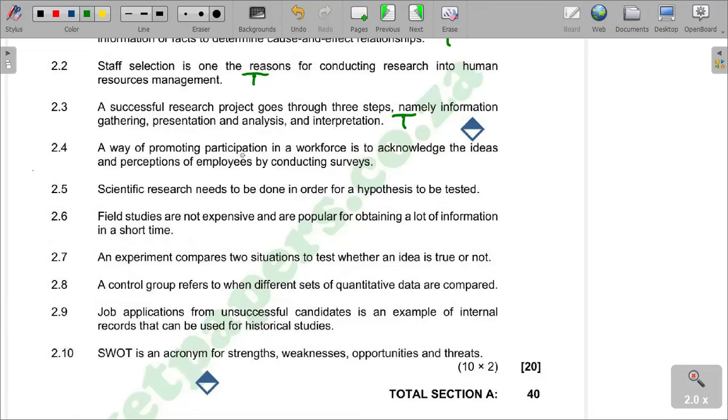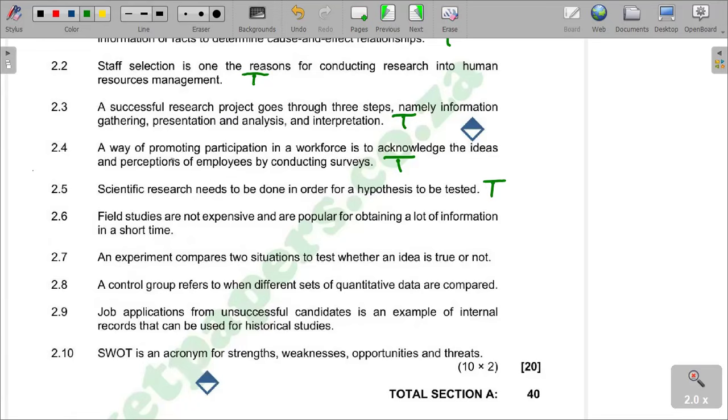A way of promoting participation in a workforce is to acknowledge the ideas and perceptions of employees by conducting surveys. Right, that's true. 2.5, scientific research needs to be done in order for a hypothesis to be tested. That's true. When we want to test a hypothesis, we need to do scientific research, right? It needs to be done.